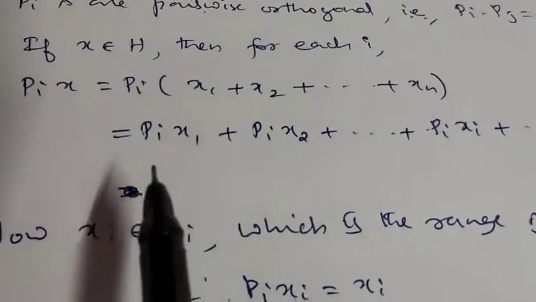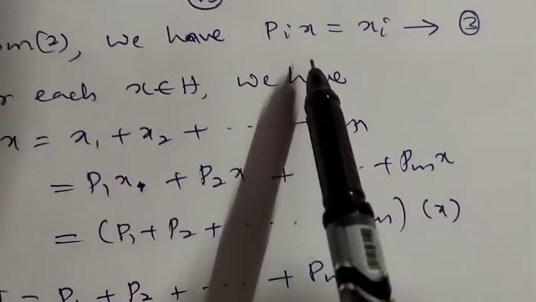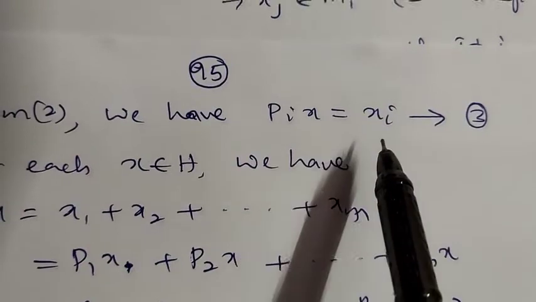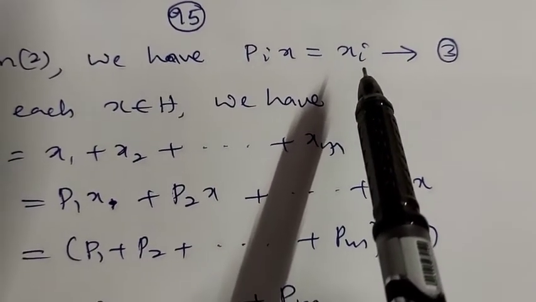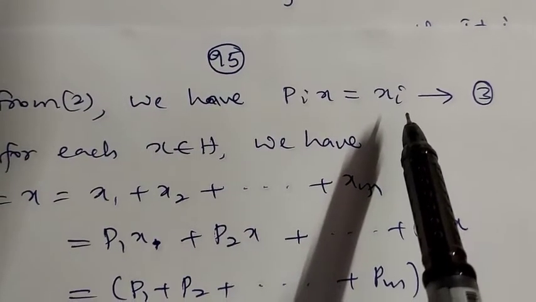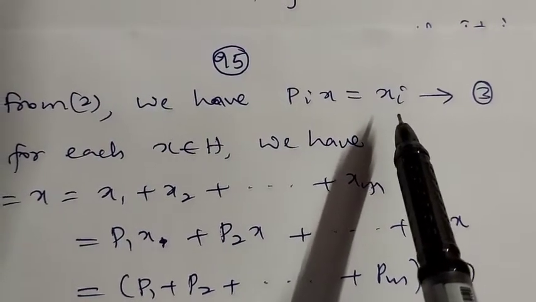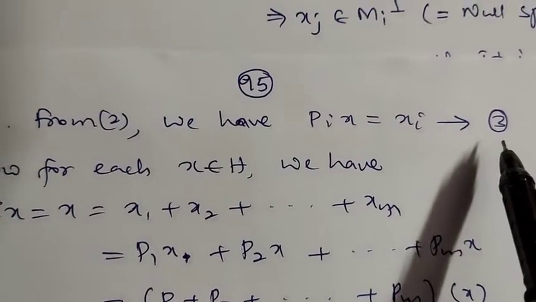Then what will happen? So then from 2 what will happen? So from 2 says Pi of x is Pi of x1, Pi of x2 etc. Pi of xn. Therefore from 2 Pi of x is equal to what? Pi of x1 is 0, Pi of x2 is 0, etc. Pi of xi is xi. Other terms get cancelled or become 0. So we will have from 2 Pi of x is xi. You call by this number 3.